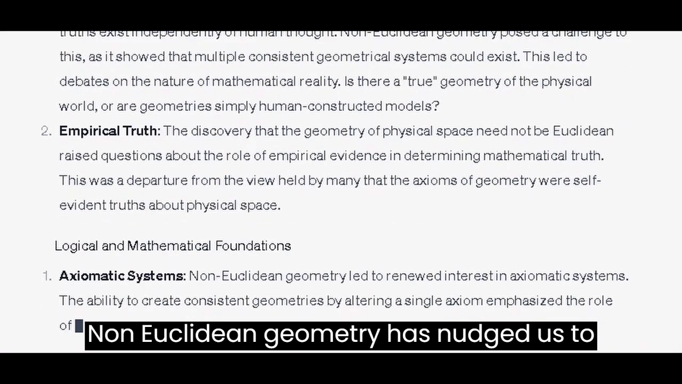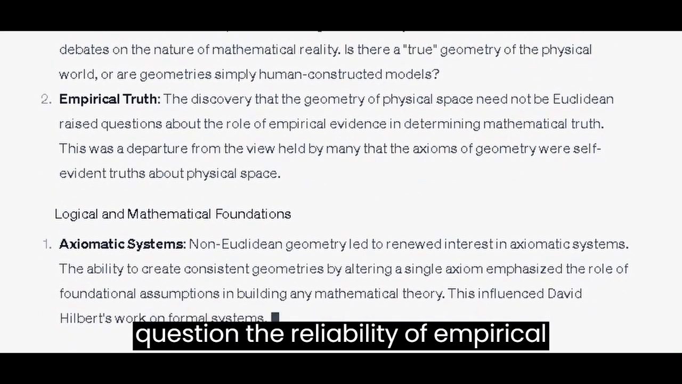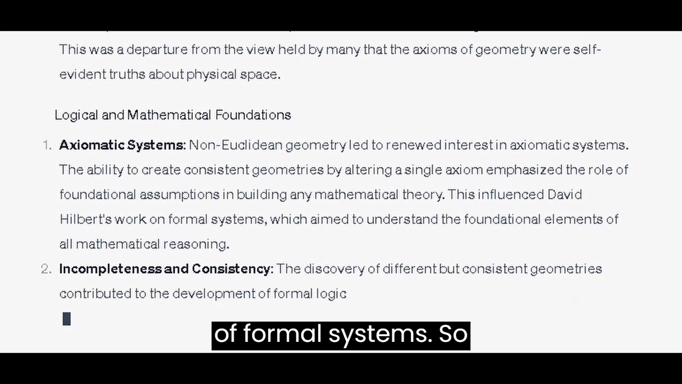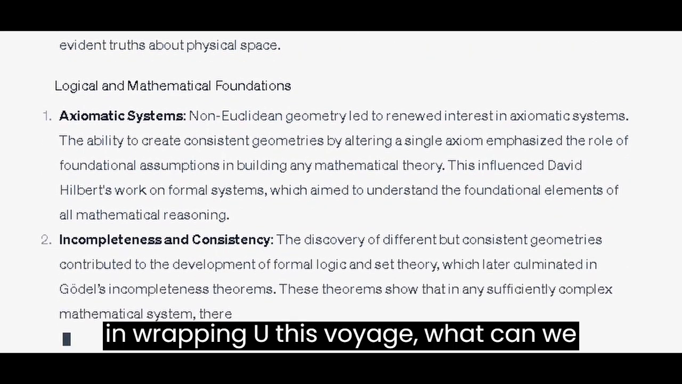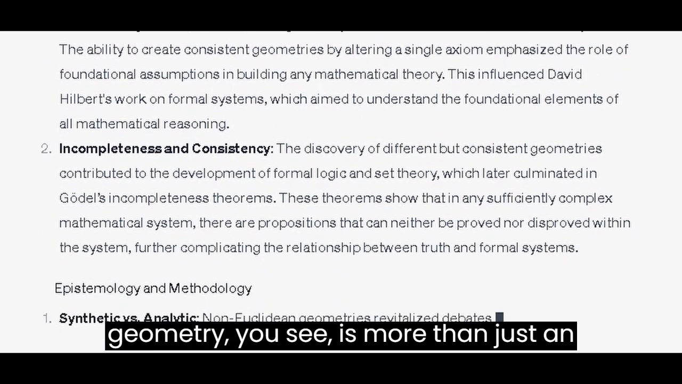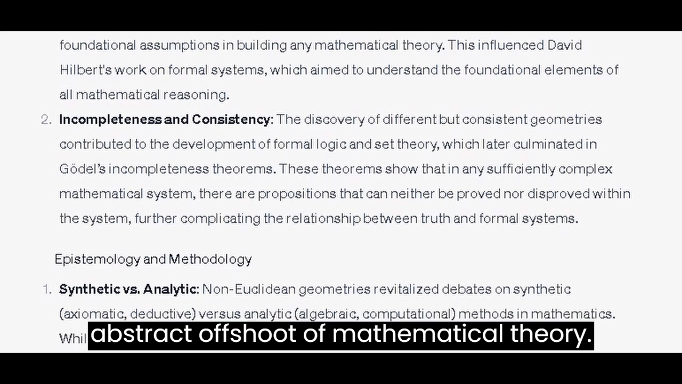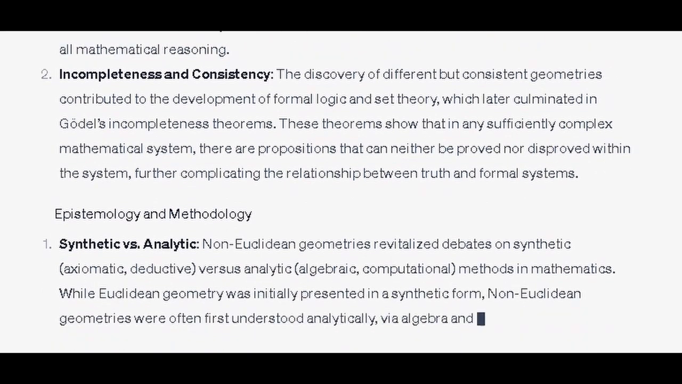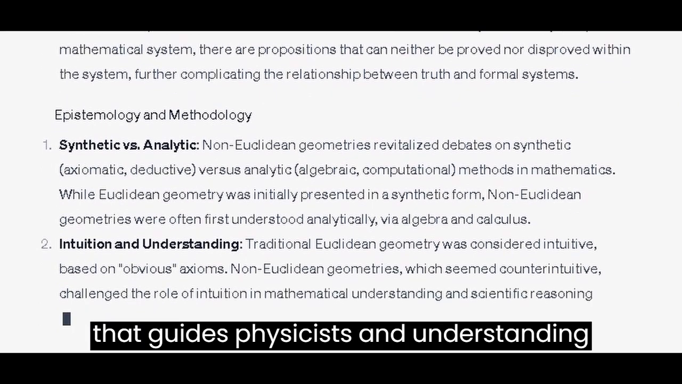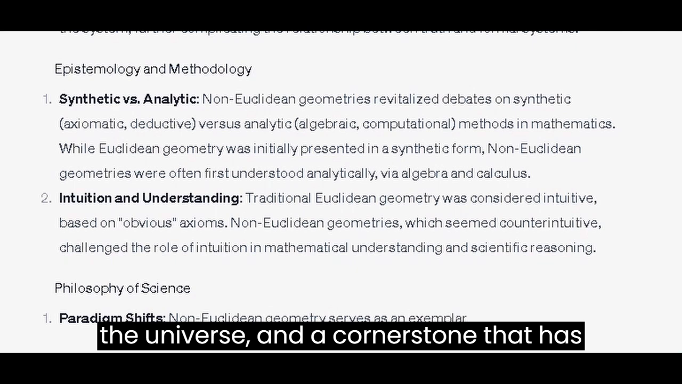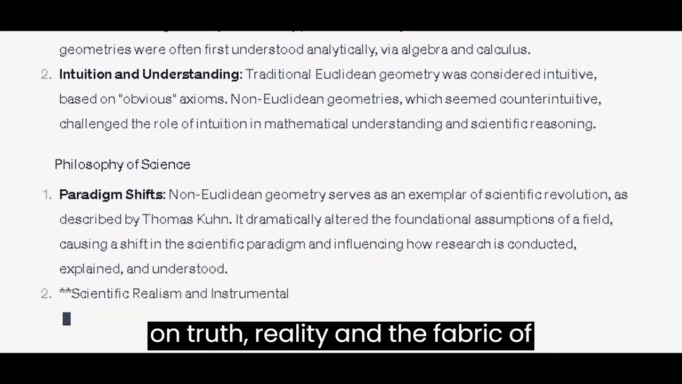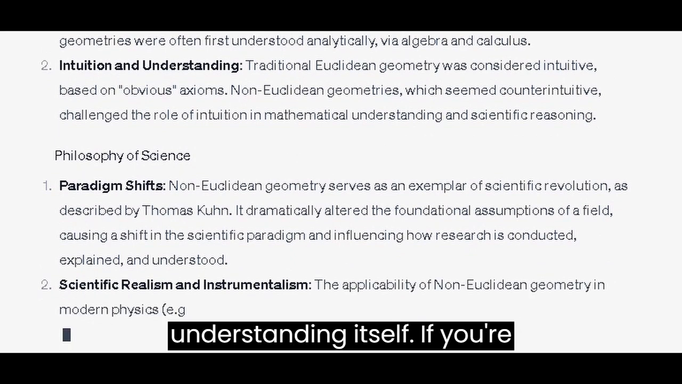Non-Euclidean geometry has nudged us to question the reliability of empirical evidence and to ponder on the limitations of formal systems. So, in wrapping up this voyage, what can we glean? Non-Euclidean geometry, you see, is more than just an abstract offshoot of mathematical theory. It's a testament to the limitless capability of human thought, a beacon that guides physicists in understanding the universe, and a cornerstone that has forever altered the philosophical debates on truth, reality, and the fabric of understanding itself.